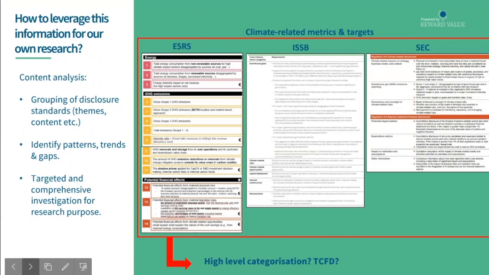By subjecting these standards to systematic analysis, researchers can gain insights into the extent and quality of climate-related reporting. So this approach really involves grouping disclosure standards into broader categories based on common themes or content areas, streamlining data collection, analysis, benchmarking, and thus facilitating future research. By employing such categorization, researchers can efficiently identify patterns, trends, and gaps in climate-related disclosure practices, especially across different industries or geographical regions, really enabling a more targeted and comprehensive investigation for research purposes.